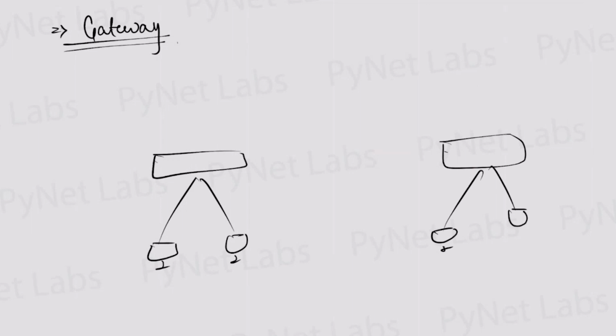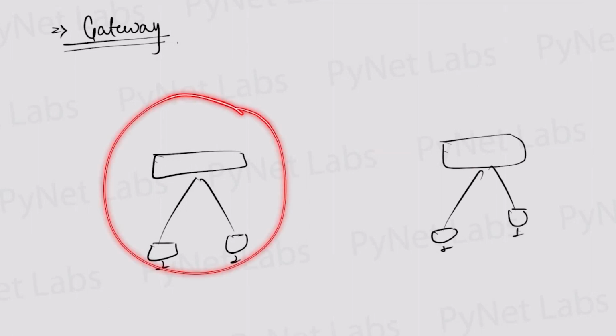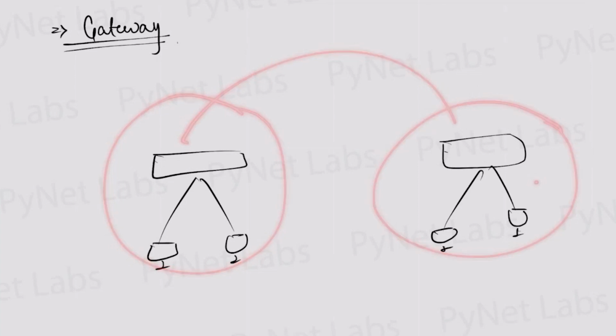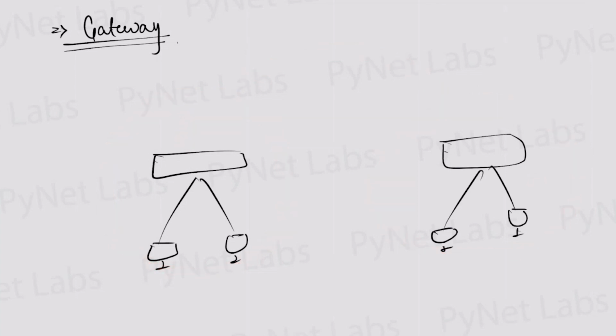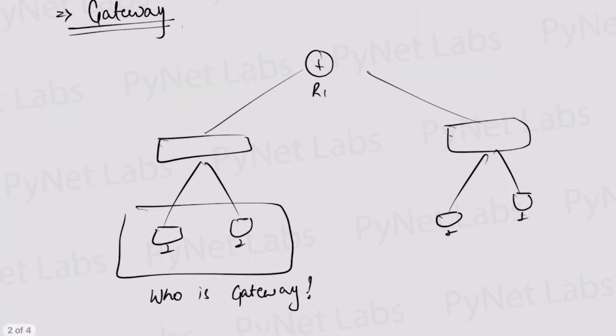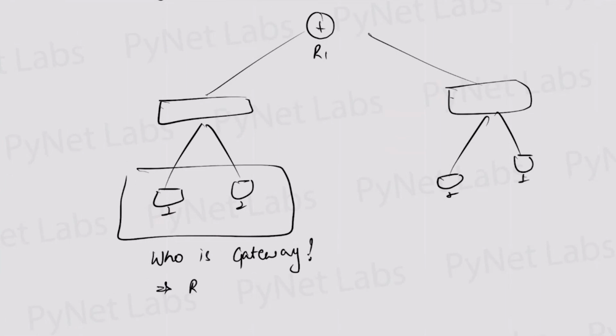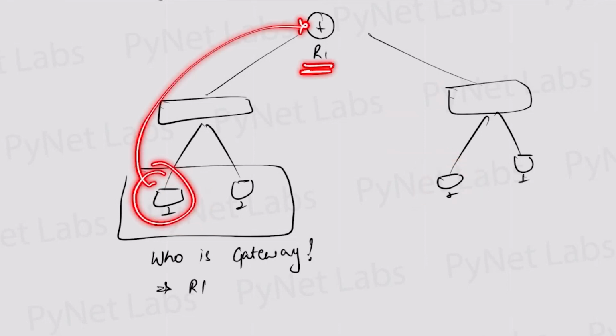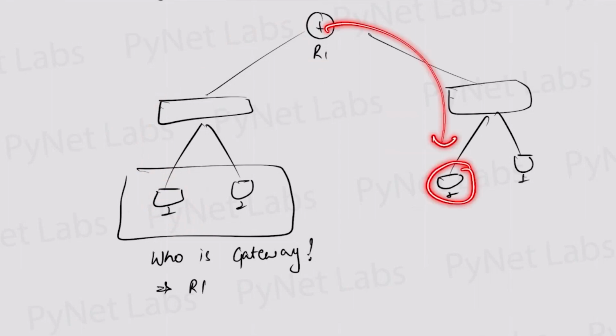In order to speak to network number two, I have to take exit from network number one and enter into network number two. So in order to make this work, what I need is a gateway. So for these end devices, who is the gateway? Gateway is router number one. So we can say for these end devices, gateway is going to be router number one. So if my PC wants to communicate with this PC, it will give the traffic to its gateway, that is router number one, and then router number one will further give it to this PC.